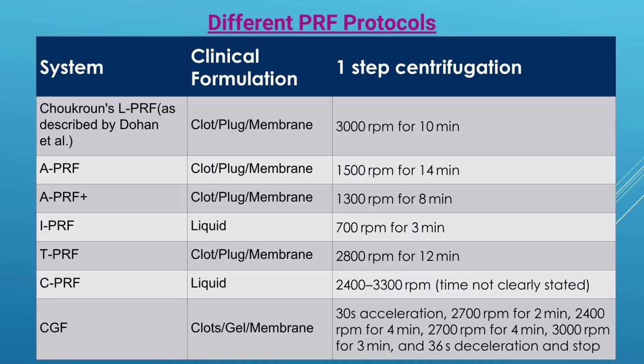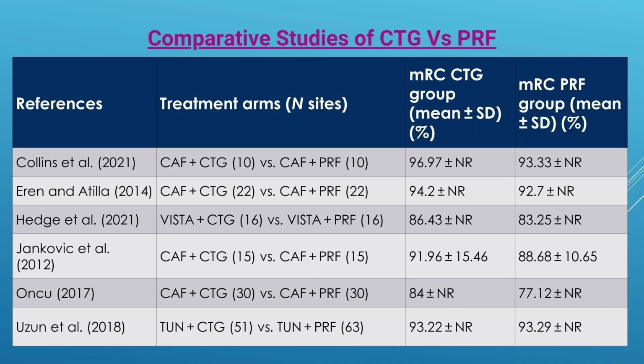Other modifications are APRF, APRF plus, then liquid formats of PRF like IPRF, then we have TPRF, where titanium tubes are used, then we have concentrated growth factors, where variable centrifugation times and RPMs are used, and the recent ones, that is CPRF. There are lots of studies comparing PRF to connective tissue graft in treating gingival recessions.